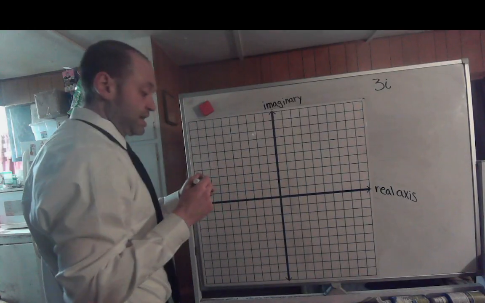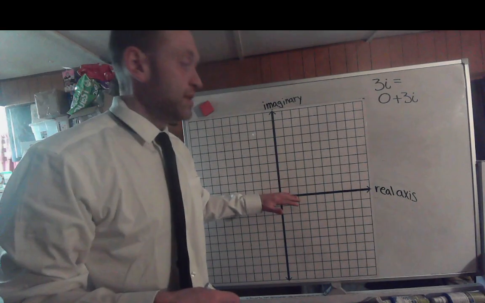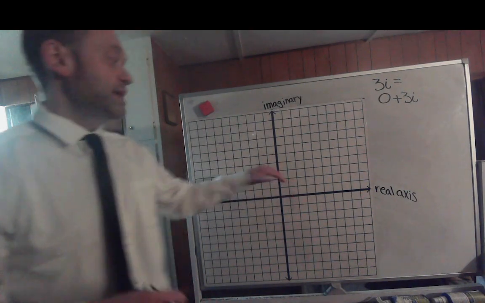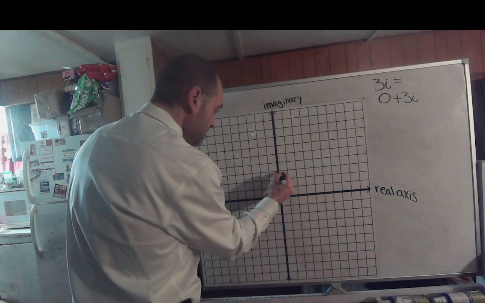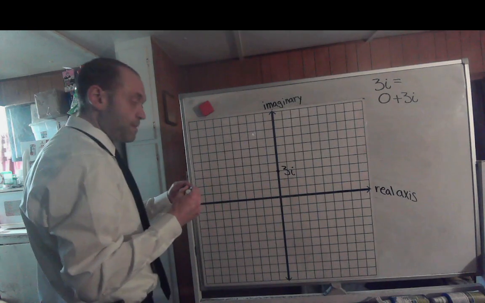Now let's say I do +3i. I'm going to plot +3i. Isn't that the same thing in standard form as 0 plus 3i? So this is going to tell me I'm going 0 in the real axis. I'm not moving it left or right, but I'm going to go up 3 on the imaginary. So this is my 3i right there.